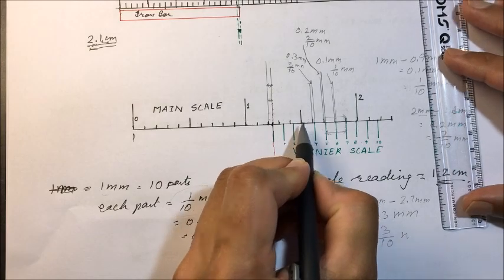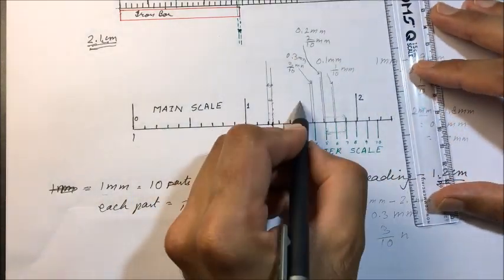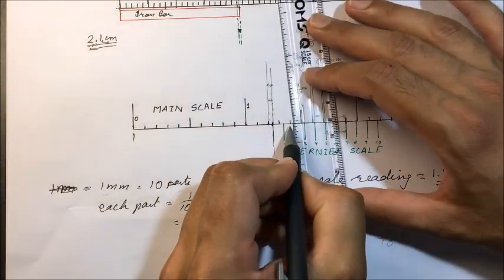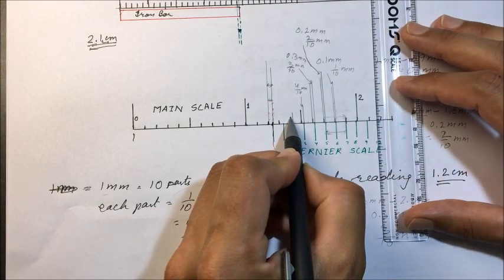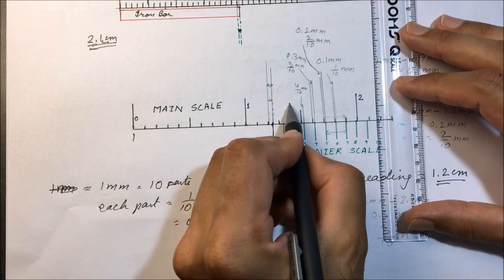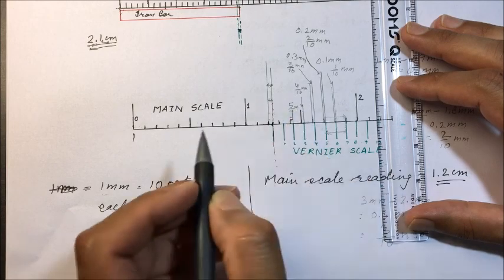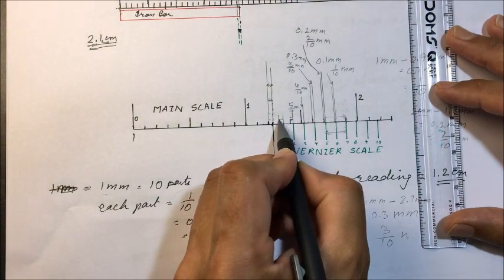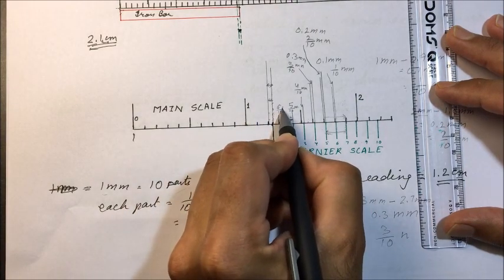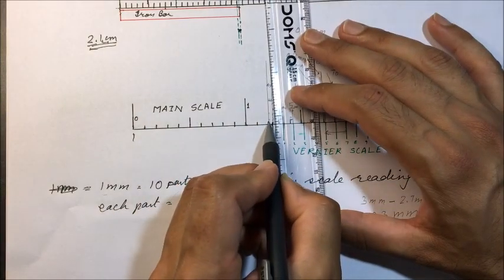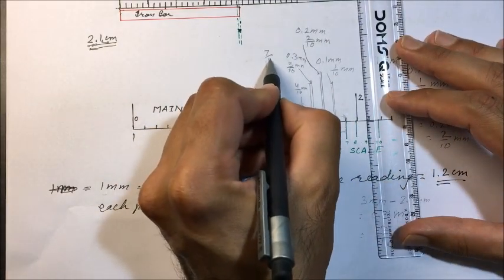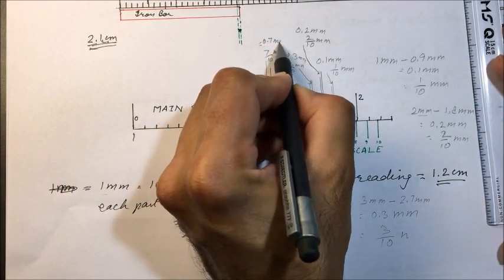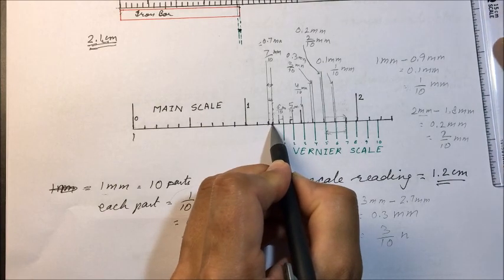Similarly, this length will be 4 by 10 mm. From here to here, this length will be 5 by 10 mm, and this length will be 6 by 10 mm. And at last, this length will be 7 by 10 mm. So it is equal to 0.7 mm. So this length is 0.7 mm.